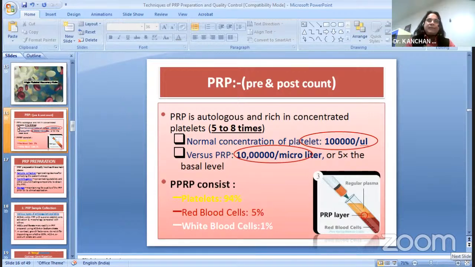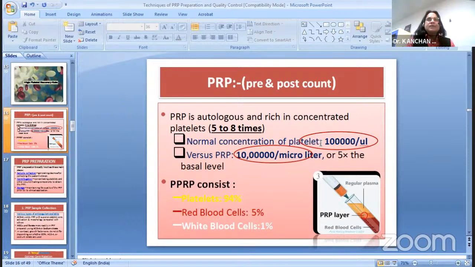Anybody who wants to make PRP, whether manually, by centrifugation, in a laboratory, by your own way, or using one of the many kits already available in the market, you have to do a pre-count and a post-count. This is a very good QC for making PRP. Pre-count means before starting the making of PRP, what is the platelet concentration per microliter in the blood. Again, after making the PRP, you have the post-count.